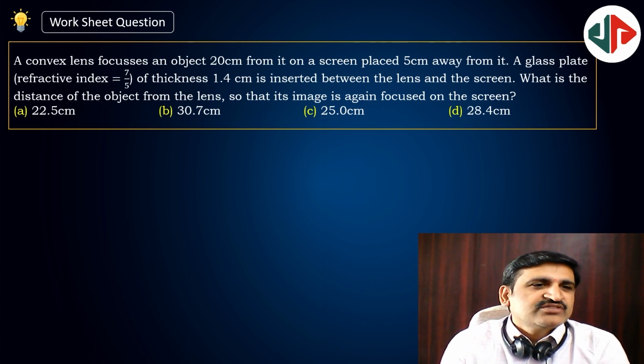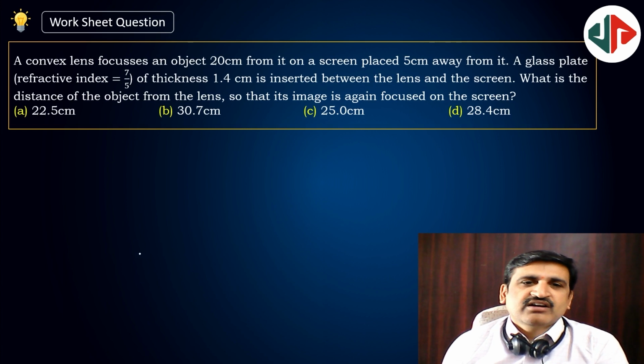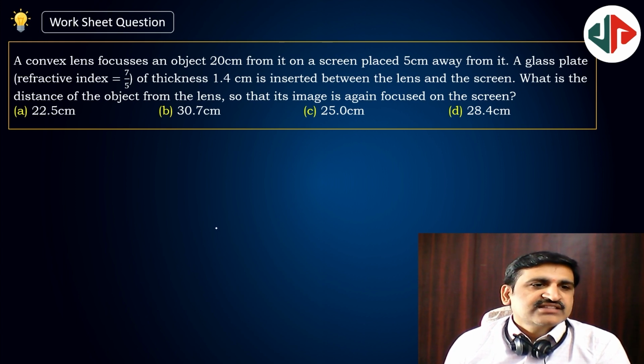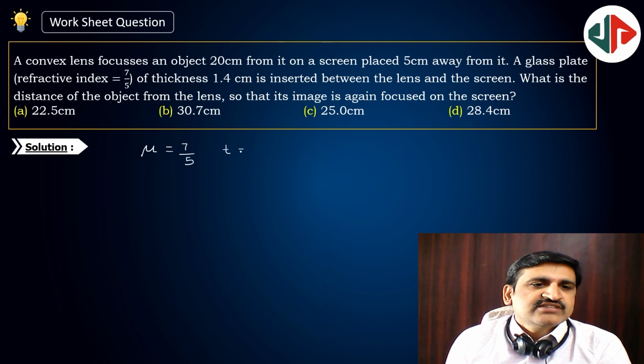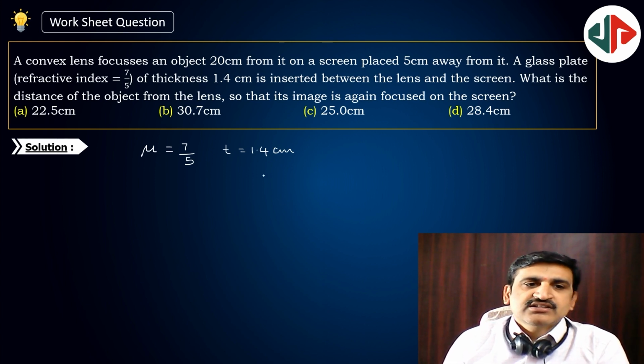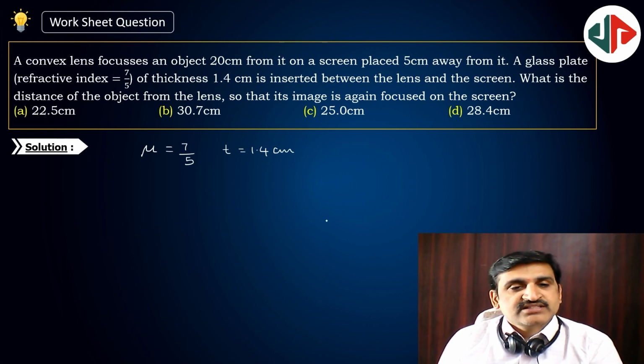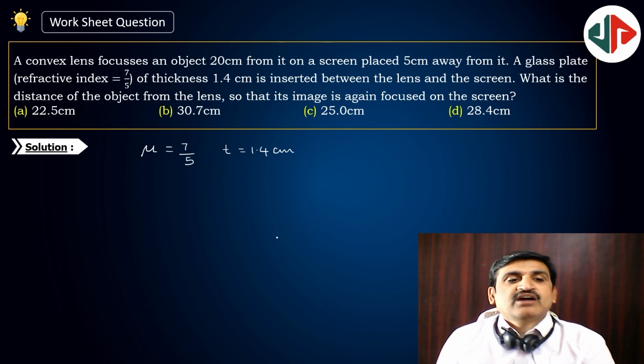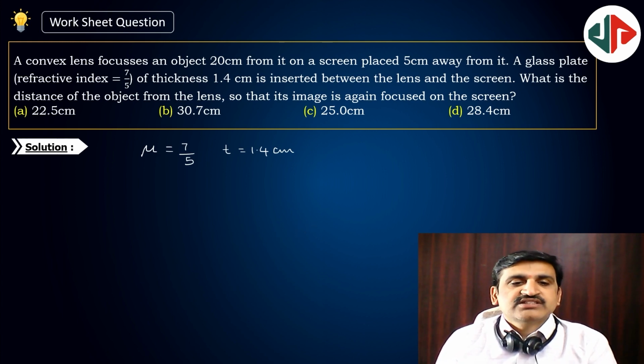A convex lens focuses an object 20 cm from it on a screen placed at 5 cm away from it. A glass plate of refractive index 7 by 5 and thickness t is equal to 1.4 cm is inserted between the lens and the screen. What is the distance of the object from the lens so that the image is again focused on the same screen? Image should come on the same place. So what should be the object position that he is asking? We'll do this type of problem like this.